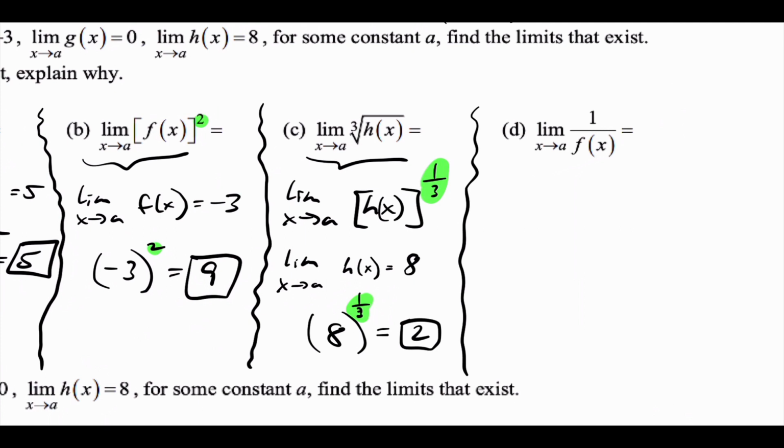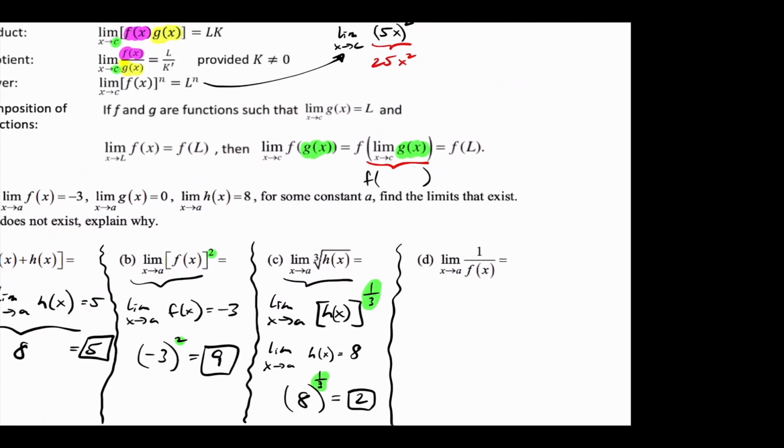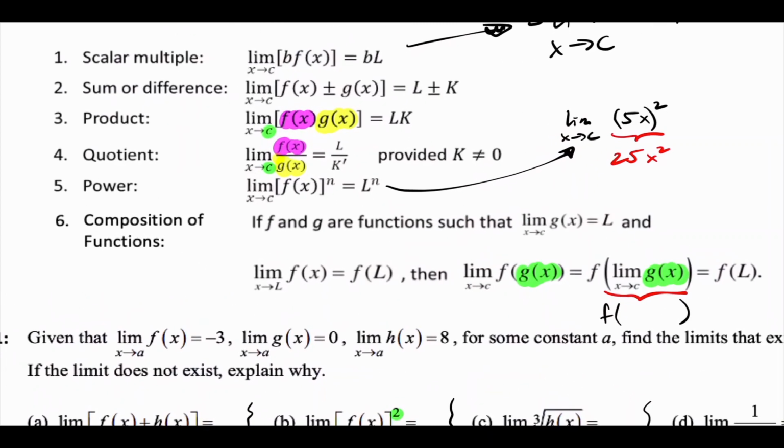Letter D, there's multiple ways to get the answer. What's one way? The quotient rule, right? It's division. 1 over f of x. That's a way. That works. Okay, the quotient rule says what you're going to do is find the limit of the top function, find the limit of the bottom function, and then divide them, as long as the bottom doesn't give you an answer of 0.